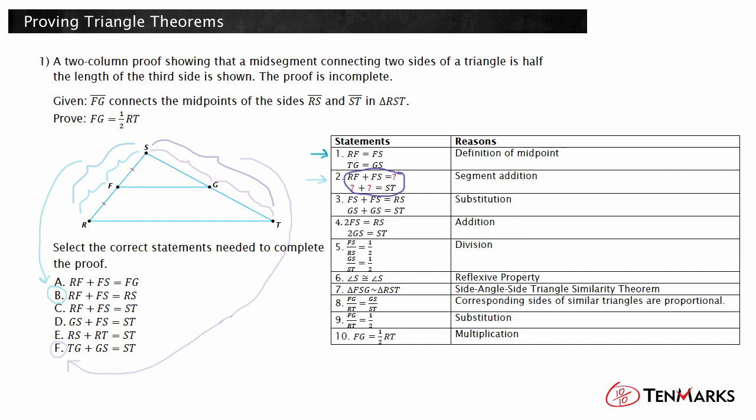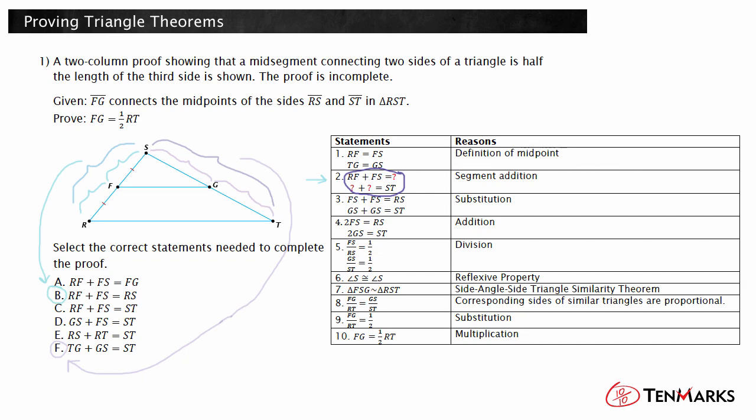FS plus FS equals RS. The same reasoning is used to get the second equation in step 3. Step 1 says that segment GS is equal to segment TG. So, GS can be substituted into the equation in step 2 to get the equation in step 3. GS plus GS equals ST. This shows that the statements you chose for step 2 fit logically in the proof. They connect step 1 to step 3.